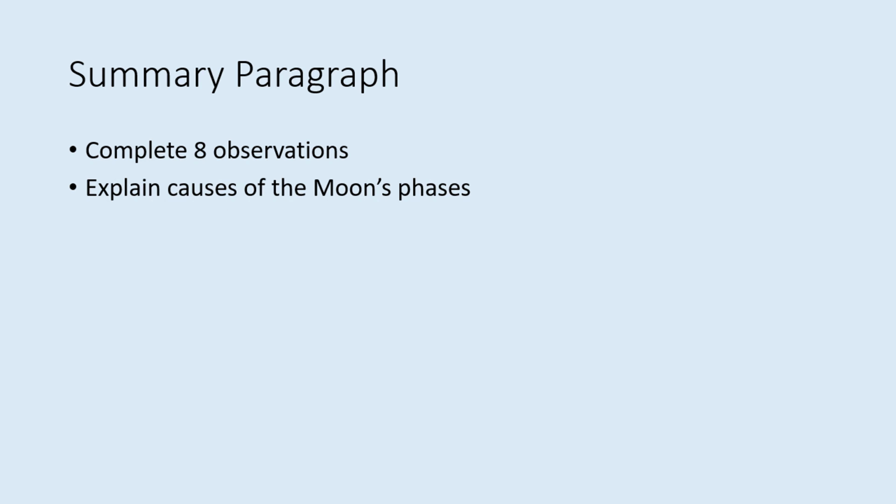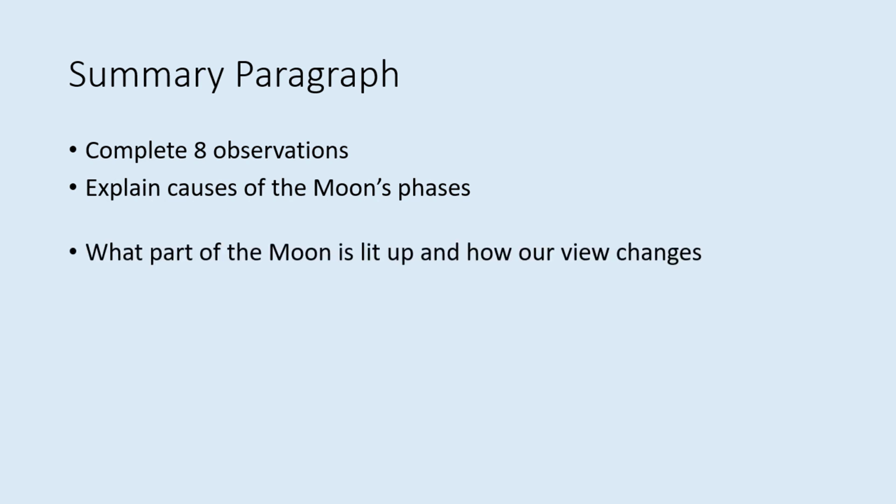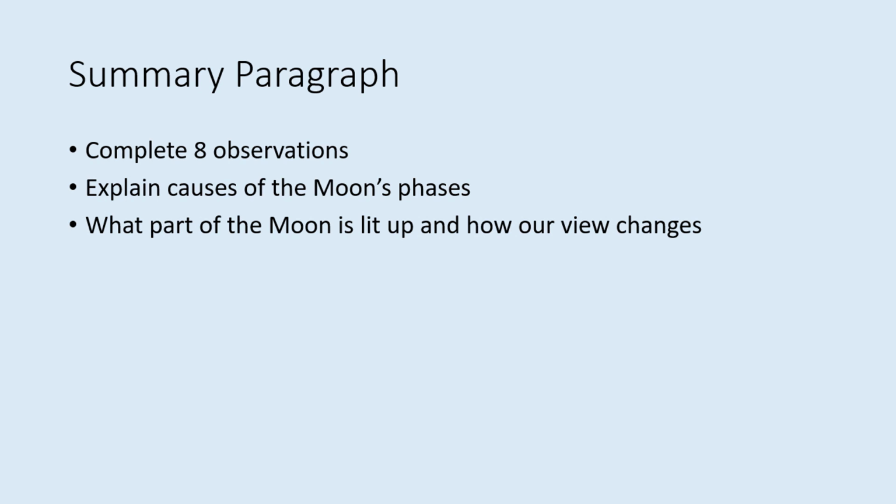Once you've got at least 8 observations spread out over a couple of weeks, you can finish up your lab with a summary paragraph. The main idea with this final paragraph is that you should explain in your own words what causes the phases of the moon. Think about what part of the moon is lit up by the sun and how our view of this changes as the moon orbits around us.